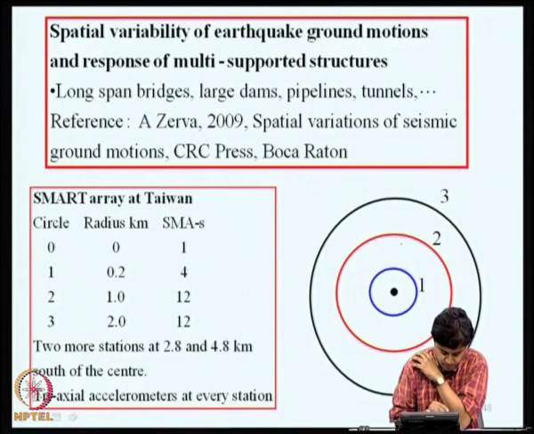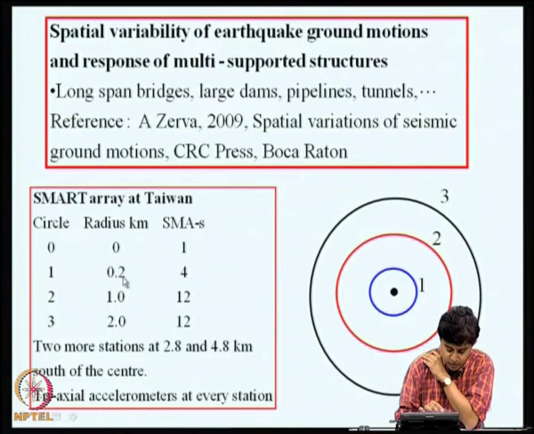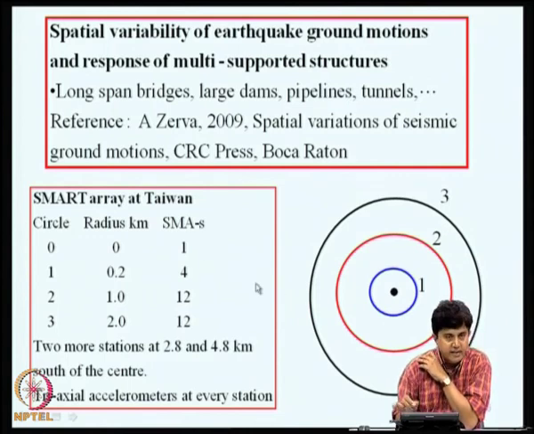What is shown here is one of the dense arrays in a place called Taiwan, in the country Taiwan. It has 3 concentric rings and a central point, and these rings have radius of 200 meters, 1 kilometer and 2 kilometers. There is a strong motion seismograph at this point, and there are 4 strong motion seismographs along this circle, 12 along this circle, 12 along the outer circle. So, that means within the radius of 2 kilometers there are about 30 or so triaxial strong motion instruments, and in the event of an earthquake all of them will record the event, and we will be able to get the spatial variability in ground motions through a study of these records.